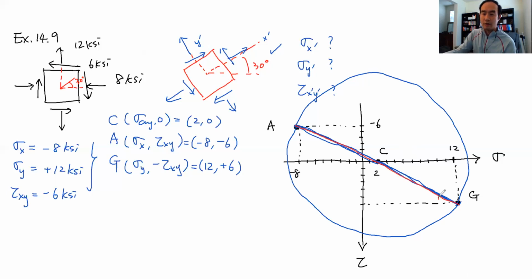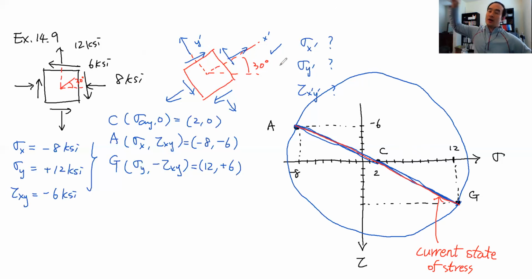Okay, so again, along this line AC and G, this is the current state of stress. And the question is asking, what if we change the angle 30 degrees in the counterclockwise direction? The 30 degree angle in real space is going to be twice that, so we have to change by 60 degrees in our Mohr circle.